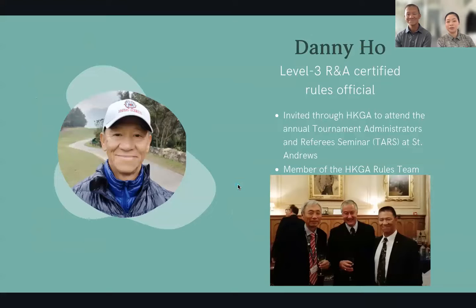Before starting, let me introduce you to Mr. Danny Ho. He is also my dad, and he is a level 3 certified R&A rules official. He traveled to St. Andrews to get certified and passed the exam for the 3rd level, which is the highest of the ruling certification. My dad is also a member of the Hong Kong GA rules team. Been officiating for years now. I don't know how many years. It's been a long time. A few years, yes. Covering junior, adult, international, and local tournaments all around. So thanks again for joining us today.